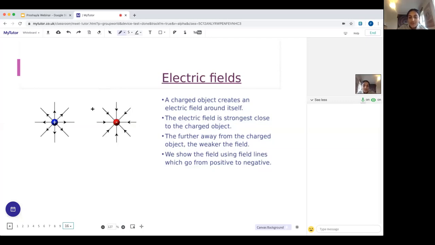We use these radial field lines which point from positive to negative. So here we've got a positive charge, so they're going away from the positive charge because they go from positive to negative, and they come to negative. So in this one, they're coming towards the charge. Two things about electric field lines: if they're close together, the field is stronger, and the direction they point is always from positive to negative.